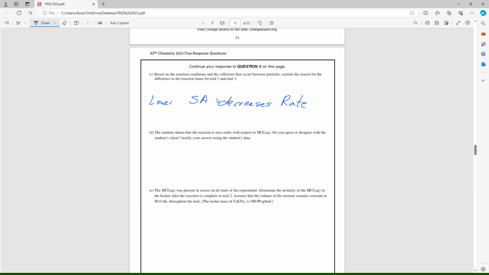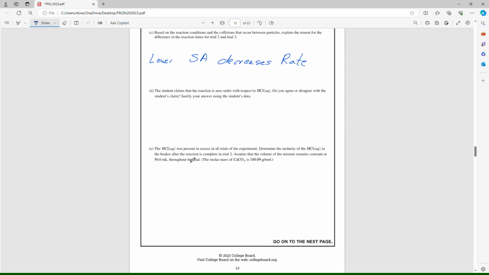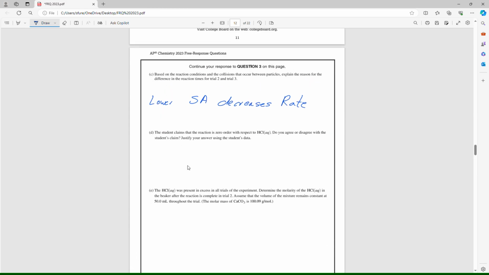The student claims that the reaction is zero order with respect to HCl. Do you agree or disagree with the student's claim? Let's take a look at our chart. Here, concentration of HCl is 1 molar. Time of reaction 67 seconds. Here, our concentration is 3 molar, 22 seconds. I chose 2 trials where they were both fine powder. That way we could compare just fine powder. So we can see as we increase concentration of HCl, the rate increases. If it was zero order, that would not be the case. The concentration of HCl would affect the rate. So we're going to disagree since the concentration of HCl affects the rate.